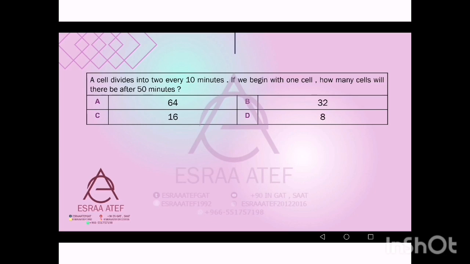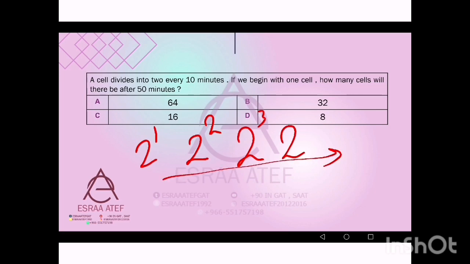Okay, here we have a cell which is divided into 2 every 10 minutes. So how can we solve it? Each time it divides into 2. So the first division is 2 to the power of 1, the second division will be 2 to the power of 2, the third division will be 2 to the power of 3. The fourth, until we complete 50 minutes, which means 5 divisions, so it will be 2 to the power of 5, which is 32. So the answer will be 32.